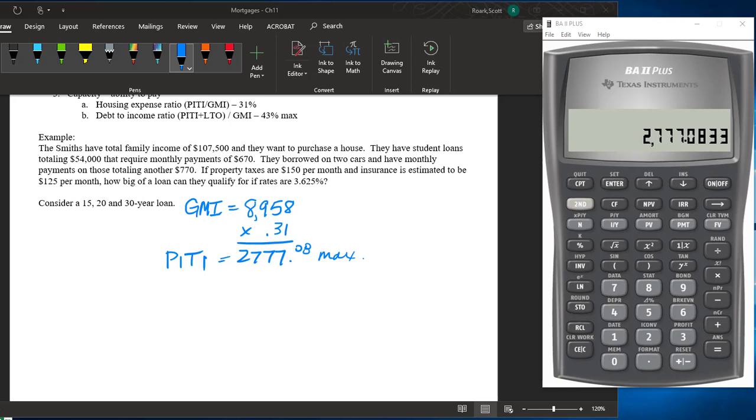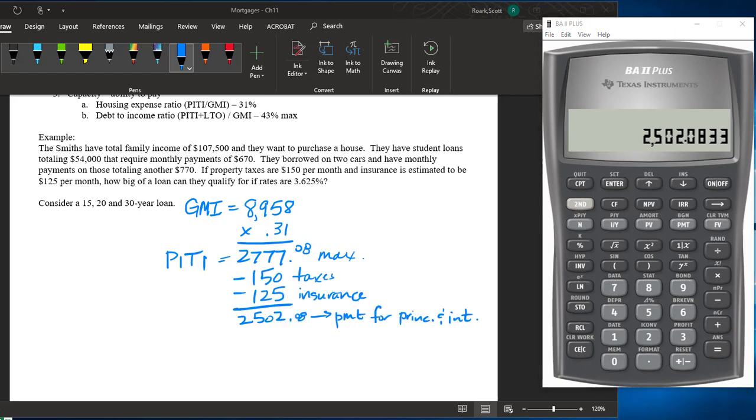So the PITI is principal, interest, taxes, and insurance. Now we have firm numbers for taxes and insurance, that's the 150 and the 125. So we need to subtract that out to see what the mortgage payment amount would be, the principal and interest. Let's do that next. We're going to take away 150 and then 125 to get a monthly number, and our monthly amount that can go towards principal and interest is $2,502.08.